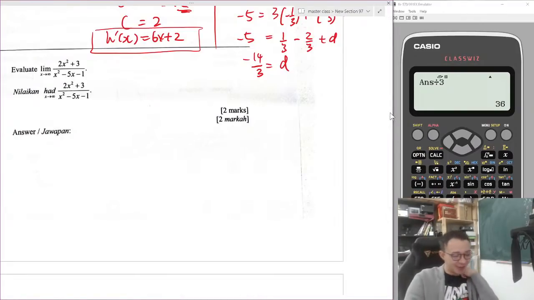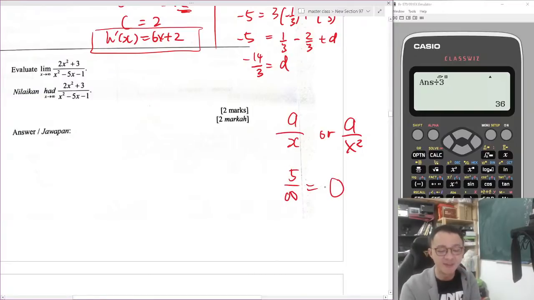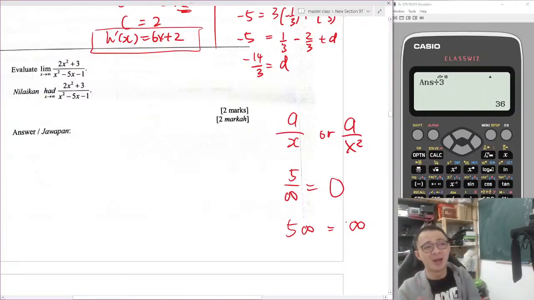Alright, so this is another 2 mark question. If you watch some of my videos, I actually discussed a similar question before. Basically this is when x goes to infinity, your idea is you want to get something like a over x or something like a over x squared. Because let's say a is 5 divided by infinity, x is infinity, right? Any number divided by infinity will get 0. But any number multiplied by infinity, we will get infinity. So this is the reason why we do not want our answer at infinity. So our objective is to make sure it's divided by infinity.